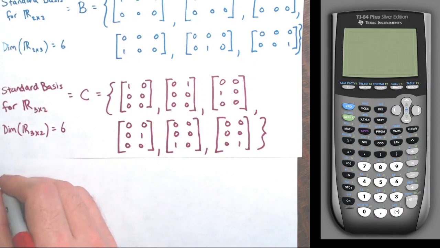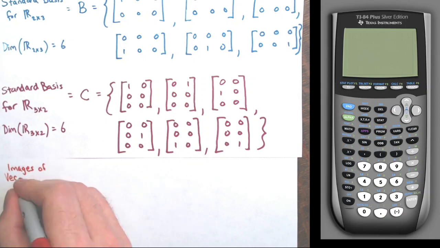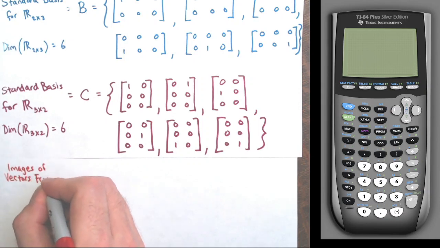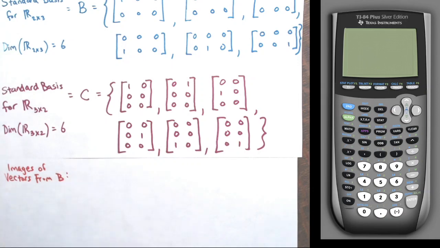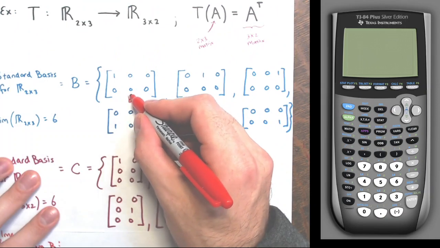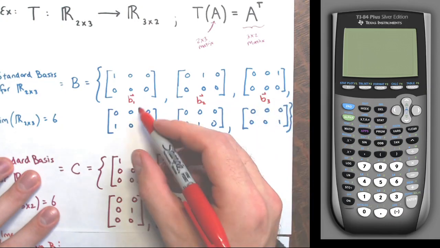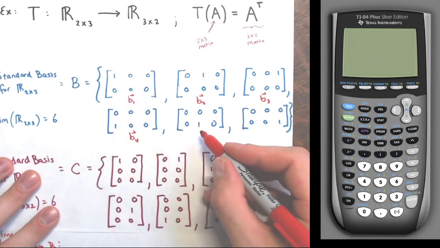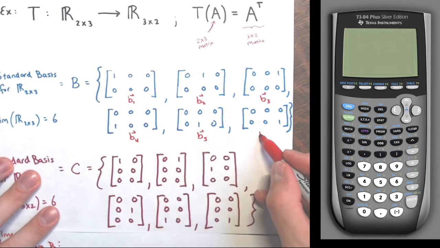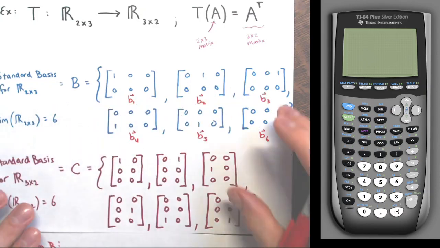So we're looking at the images of the vectors, the matrices from the standard basis for the domain. So what's T of, you know what, I'm going to give these names so I don't have to keep writing all these matrices. Let's call this B1, B2, B3, with vector notation above them, B4, vector B5, and vector B6. All right, I'm going to go in that order.